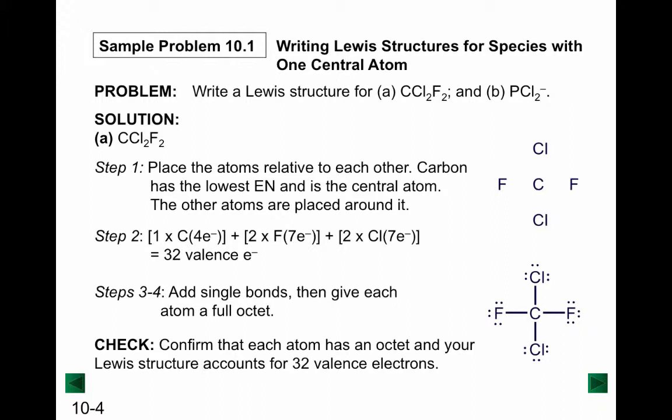Now I would like for you to work through part B on your own, but I will give you a little hint. Whenever you have an ion, and the ion is negatively charged, you add 1 electron for each negative charge that is placed on the ion. For any ions that are positively charged, they lose electrons.